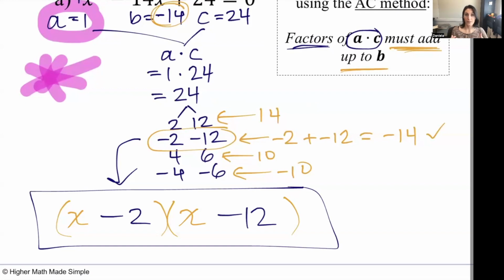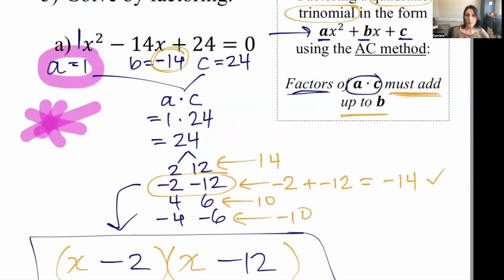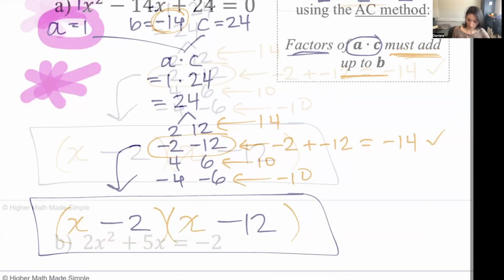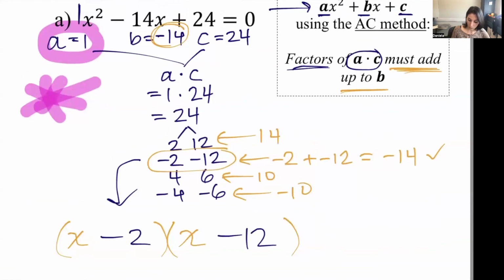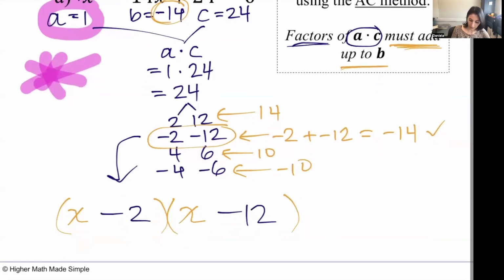If you did a check and foiled it out, or distributed and combined like terms, you do get back the original. I'm not going to do that here. Oops, I almost forgot. We're not factoring this, we're actually solving for x. So remember, the original problem is equal to 0. Once you get it in factored form, that was factored form set equal to 0.